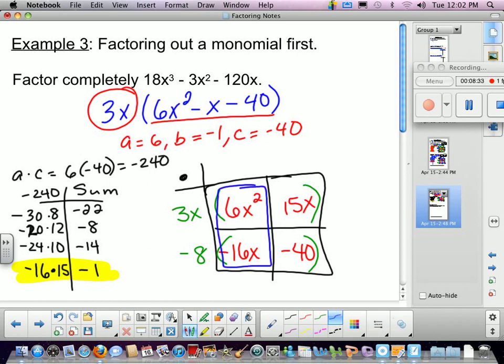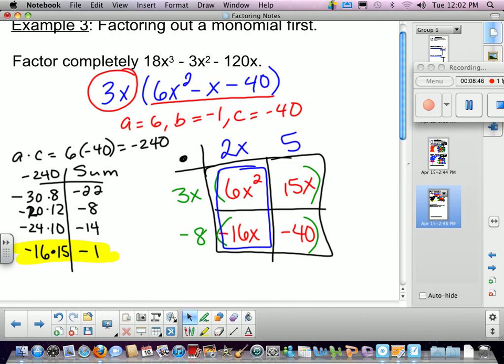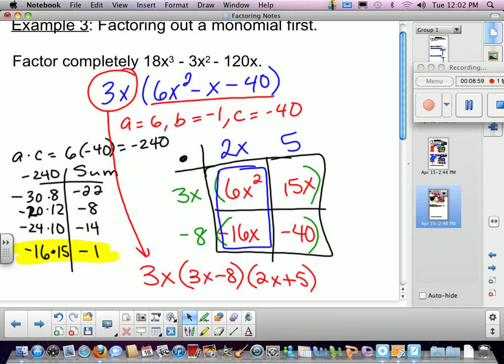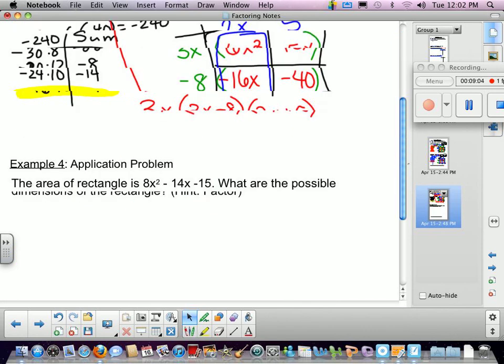When we look the other way, 6x squared and negative 16x would be 2x. And then 15x and negative 40, the GCF would be 5. So if we write the factored form, don't forget to bring down your 3x. Then we would have 3x minus 8 and 2x plus 5. If we want to check that, all we have to do is plug.